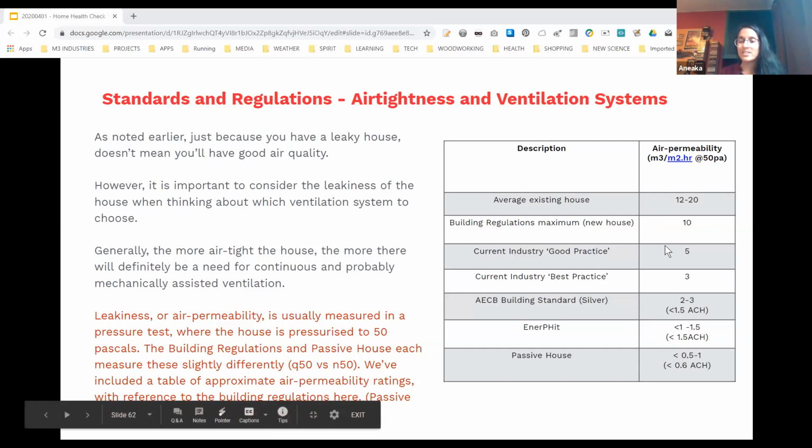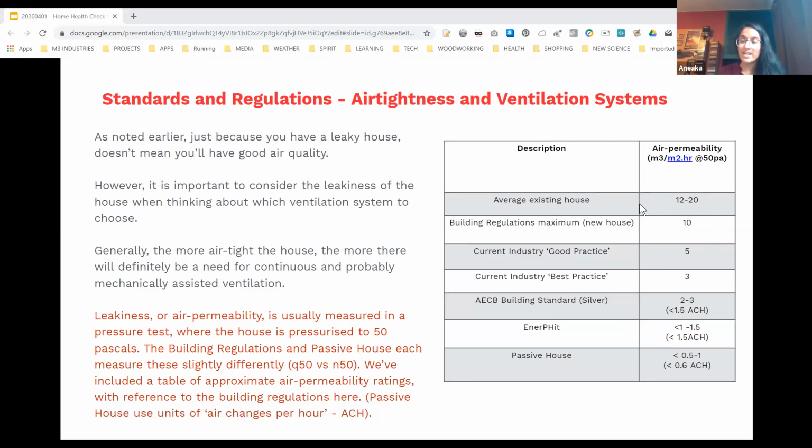So on this table here, you can see a rough sense of how leaky different kinds of houses are. The average house that hasn't had much done to it is likely to be 12 to 20 cubic meters per hour per square meter of air permeability. A new house is supposed to have about 10 as the rate.